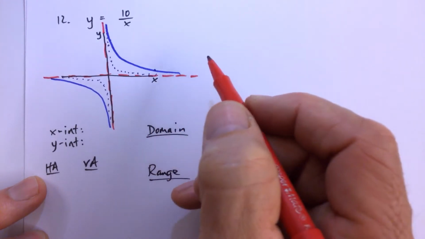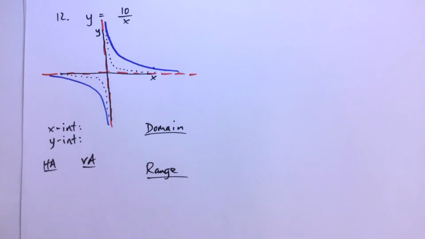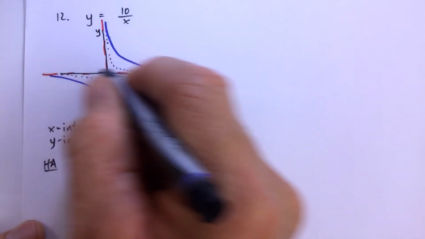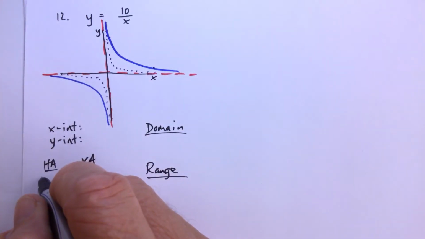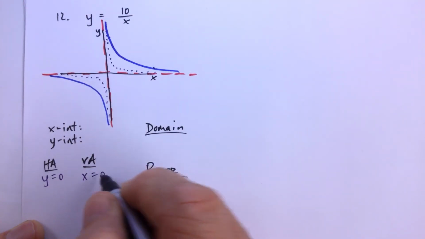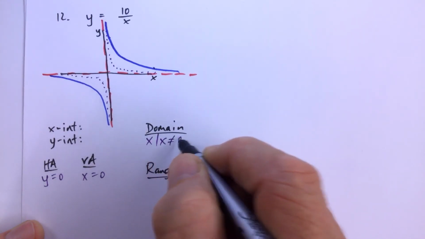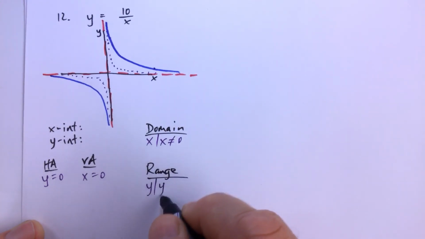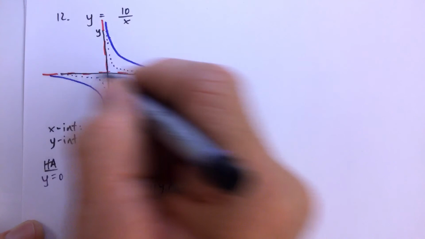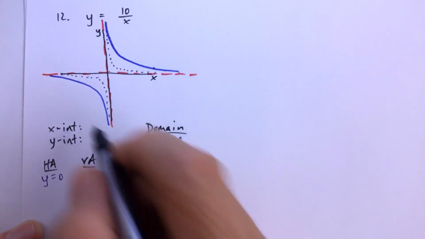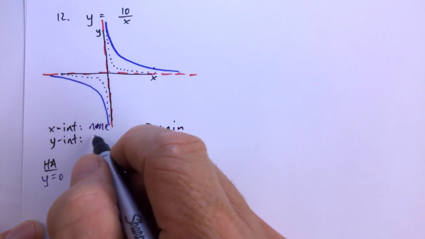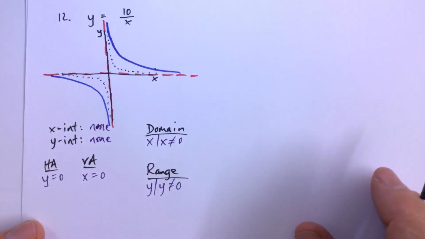Asymptotes, again, are lines that the graph approaches, but in general doesn't intersect. Horizontal asymptote would be the horizontal line here, and the equation for the horizontal line is y equals 0. The vertical asymptote, there's only one, x equals 0. The domain, again, is all real numbers x, such that x cannot equal 0, because you can't divide by 0. And the range, again, is all the values of y except for that horizontal asymptote, y cannot equal 0. And there are no x-intercepts and there are no y-intercepts. That's it.